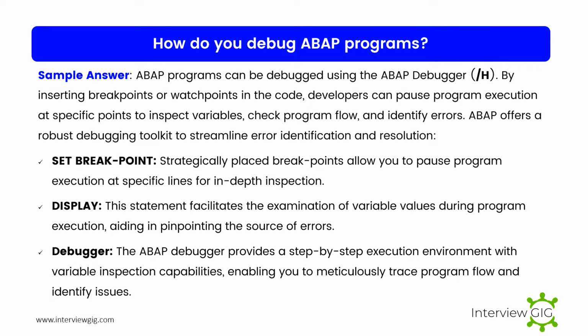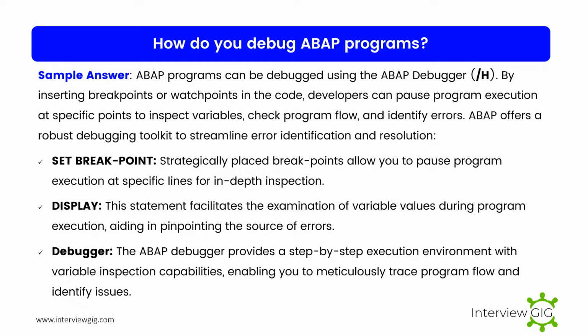How do you debug ABAP programs? ABAP programs can be debugged using the ABAP debugger. By inserting breakpoints or watchpoints in the code, developers can pause program execution at specific points to inspect variables, check program flow, and identify errors. ABAP offers a robust debugging toolkit to streamline error identification and resolution.